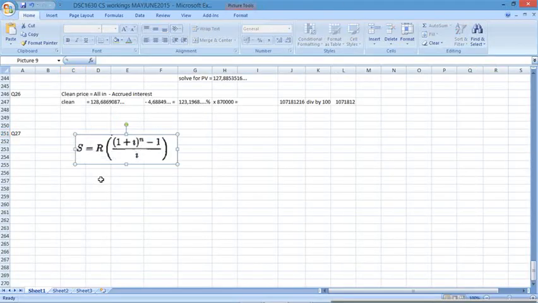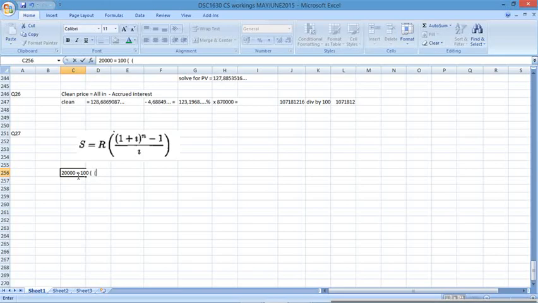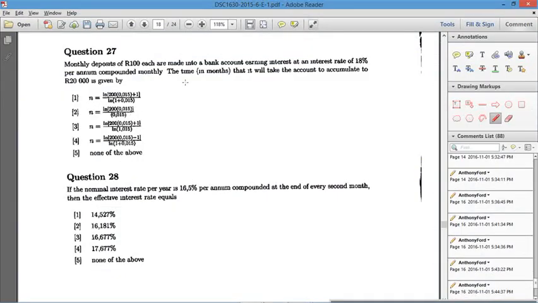Okay, so that is the equation for the future value of an annuity. Alright, so I'm going to substitute amounts in. 20,000 is my future value. They told me the payments were 100. Then I'm going to open a bracket, open up another bracket, and I'll have 1 plus the i. What is the i here? The i here was 8% compounded monthly.